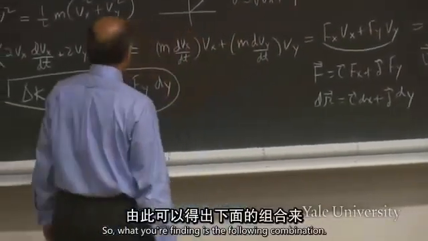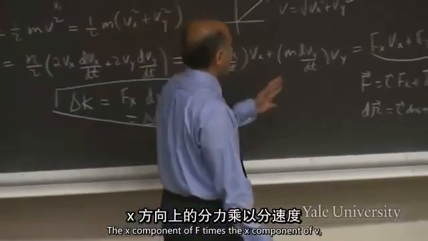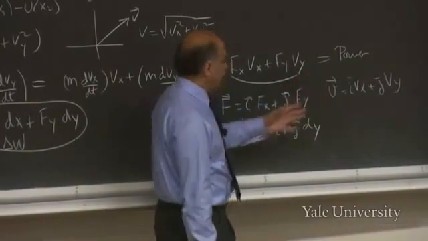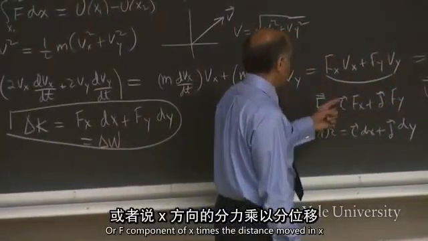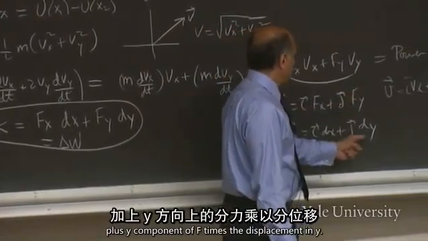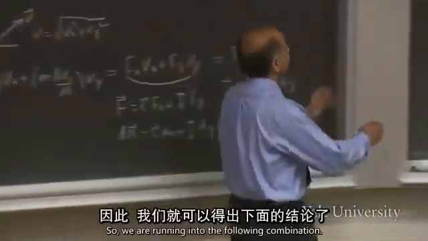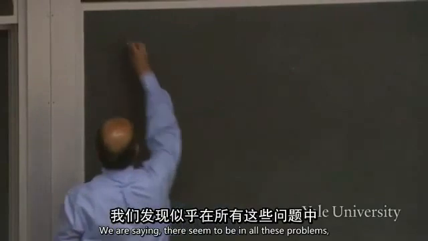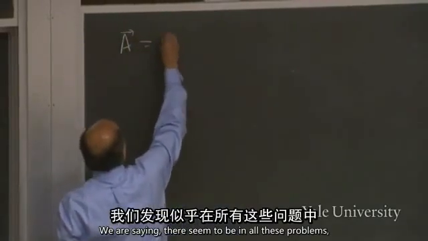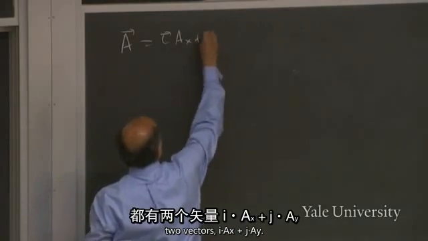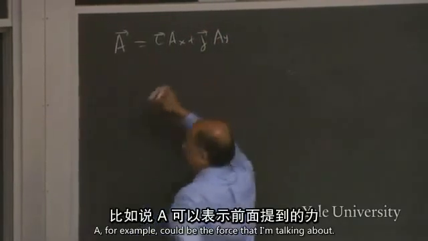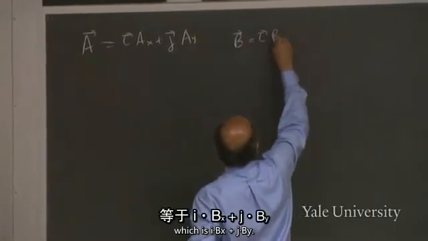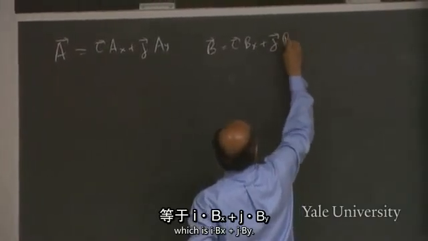So what you're finding is the following combination. The x component of F times the x component of v plus the y component of F times the y component of v. Or the x component of F times the distance moved in x plus the y component of F times the displacement in y. So we are running into the following combination. We are saying there seem to be in all these problems two vectors, i times ax plus j times ay. A, for example, could be the force that I'm talking about. There's another vector B, which is i times bx plus j times by.